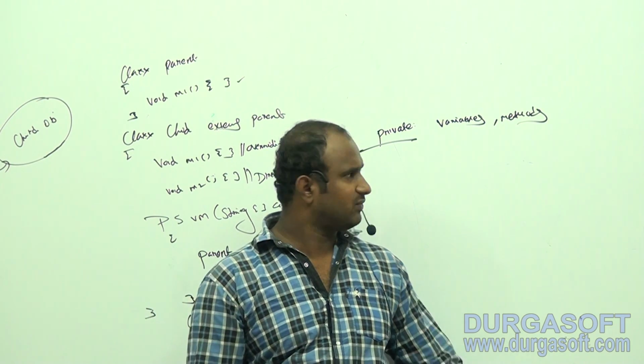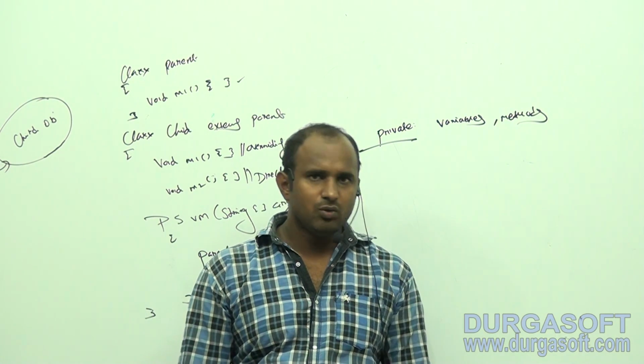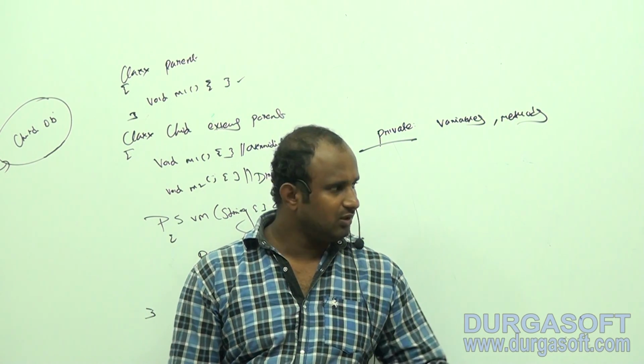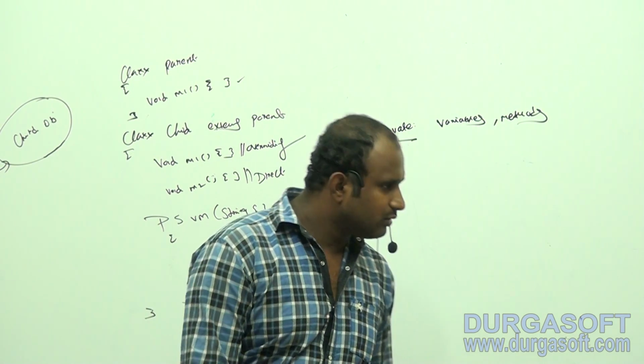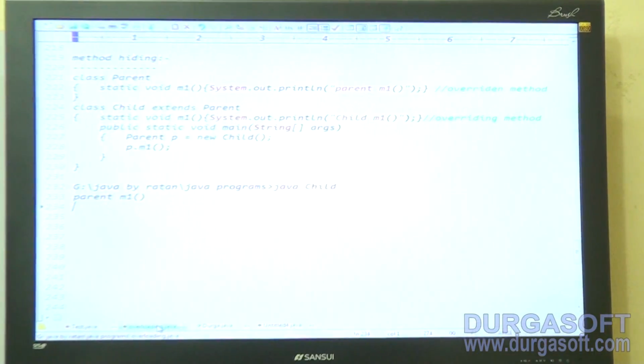Point is clear? This is the information regarding private. Now I am trying to override the private method. Let's see what happened. So here, private methods overriding. Let's see.